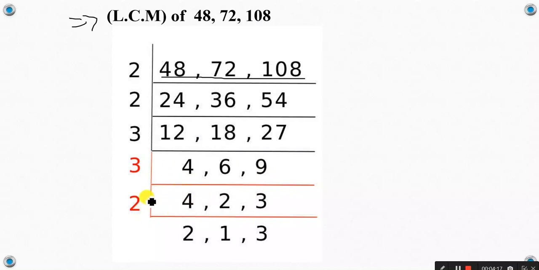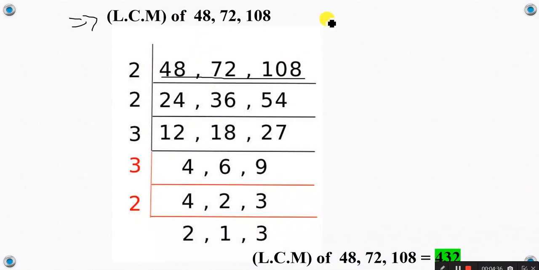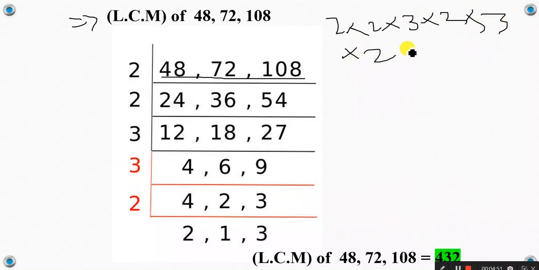Now we divide by 2. 4 divided by 2 is 2. 2 divided by 2 is 1. 3 moves as it is. So the least common multiple of these 3 numbers is found by multiplying 2 times 2 times 3 times 2, times 3 again, times 3 times 2 times 3.